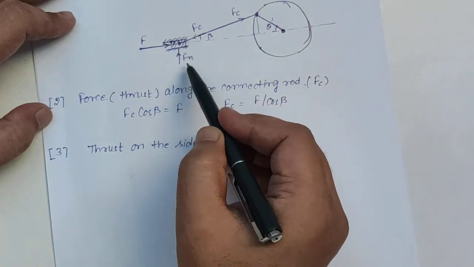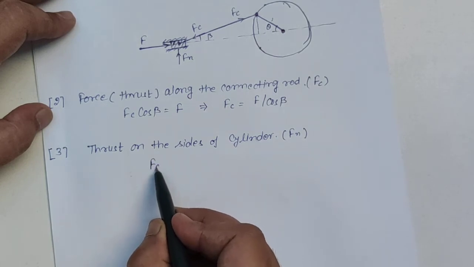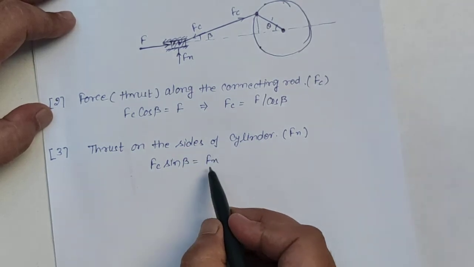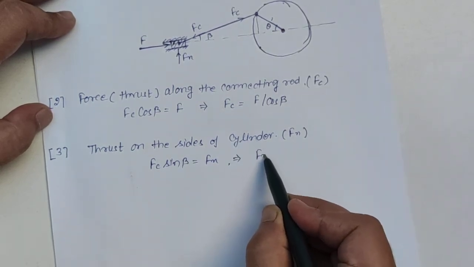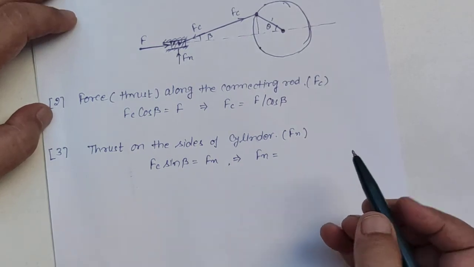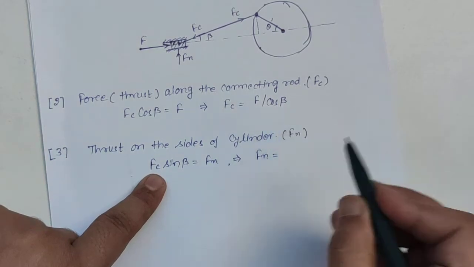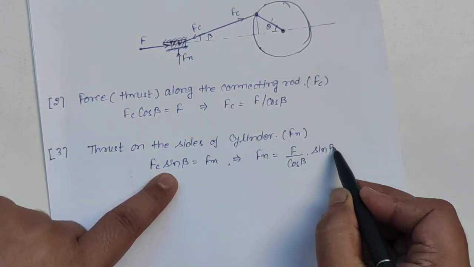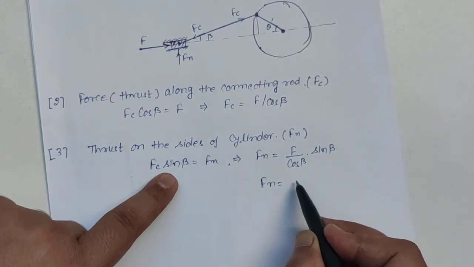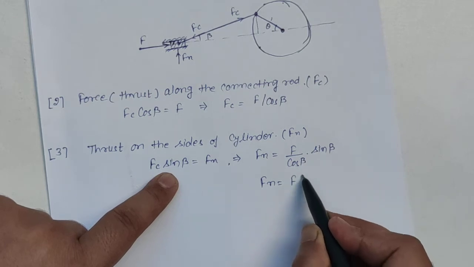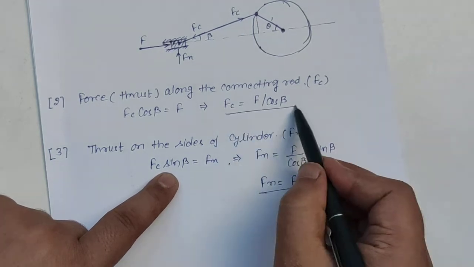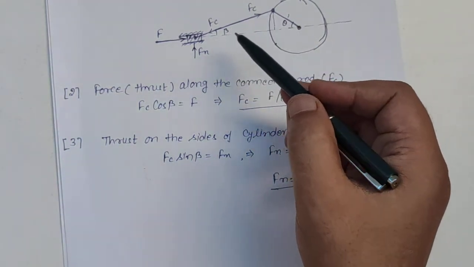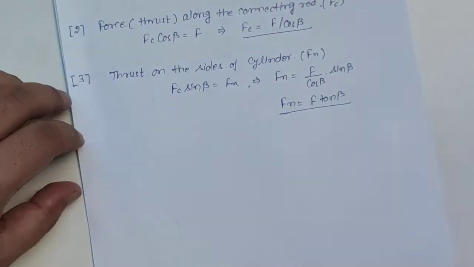The component of FC in the downward direction will give the value of Fn. So we can write FC sin beta is equal to Fn. Now we have to calculate the value of Fn. FC we have calculated: FC is equal to F divided by cos beta, times sin beta. So from here this will be equal to F tan beta. We have the value of F, the crank effort, and beta is the angle of the connecting rod at a certain instant. So we have calculated the thrust on the sides of the cylinder.